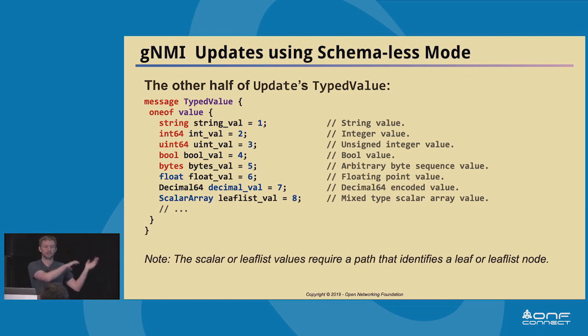So we saw the snapshot values. These are the TypedValue attributes that are used for leaves. So we have strings, ints, bools, bytes, floats, and a scalar array. So these are kind of the simple types that can be leaves in our Yang models. And these ones are used for our sort of schema-less transmission.